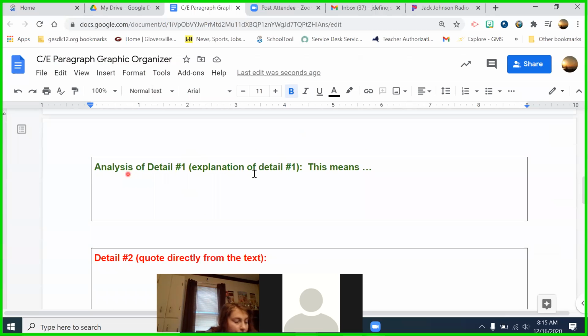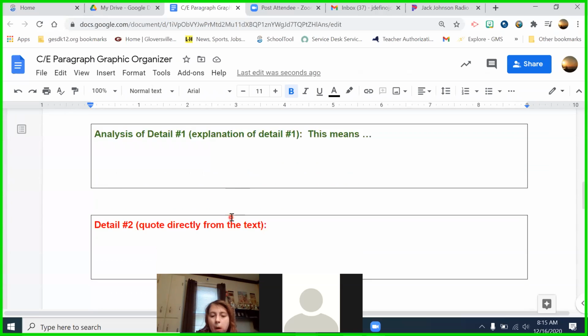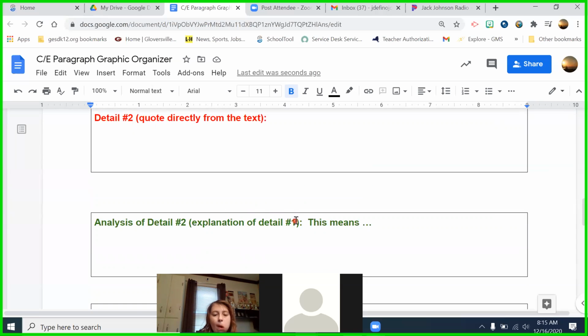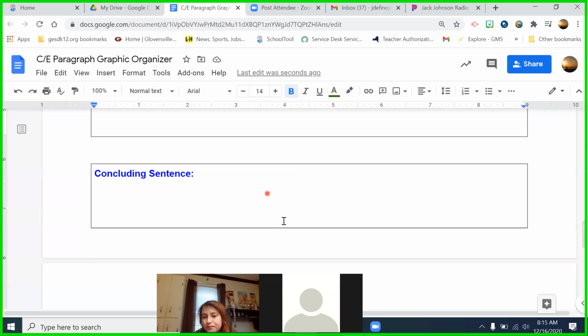Then you're going to analyze that. How does that detail prove whatever we write up here? And then you're going to do it all over again and find a second detail. Could everybody fix their graphic organizer? Because there's a mistake there. In the second analysis of number 2, there was a typo. In the second green box where it says analysis of detail number 2, explanation of detail number, it should read 2. Mine said 1. And then of course the concluding sentence where you restate your claim.